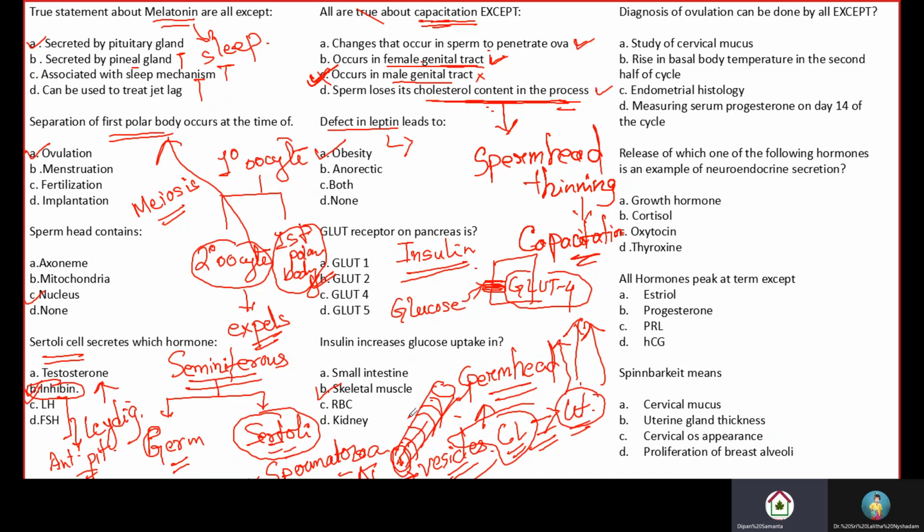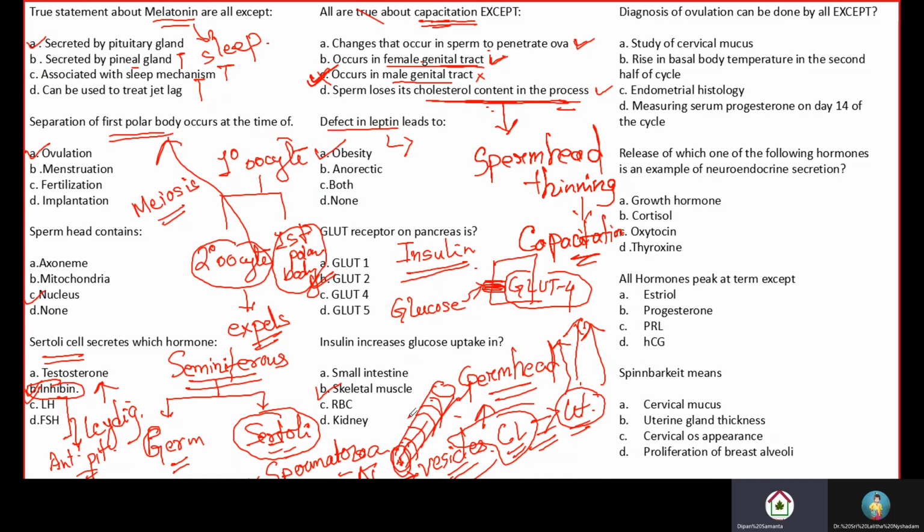Anyway, next question is: defect in leptin leads to obesity, anorectic, both, or none. Obesity. Defect in leptin leads to obesity, because leptin abnormality or defective leptin leads to irresistible eating tendency leading to obesity.